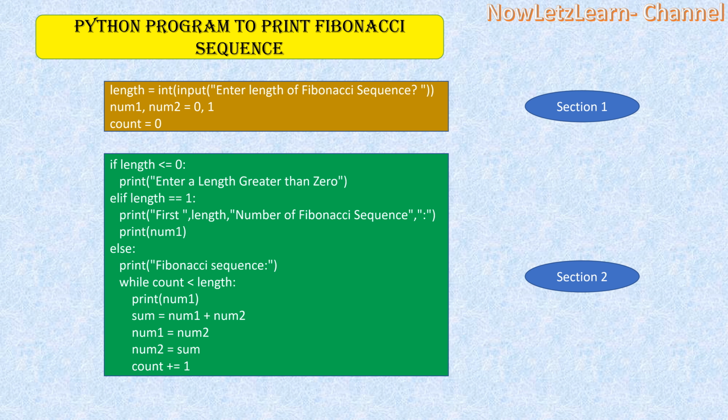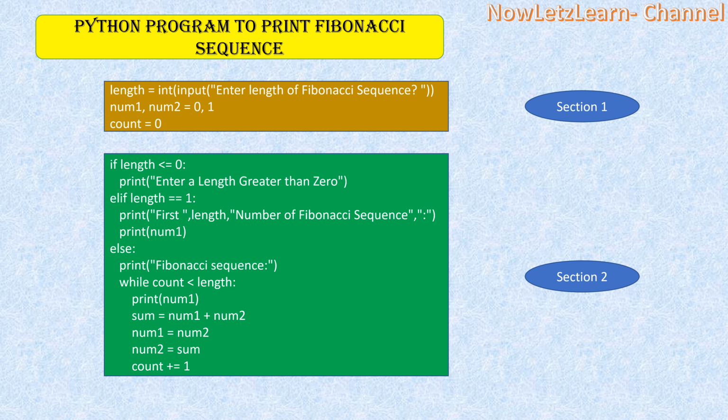Now we need to verify that the length given by the user is greater than 0, because you cannot have a length of 0 or a negative number. In case the user enters 0 or something less than 0, we tell the user to please enter a length greater than 0. So that's the first condition. The second possibility is that the user might have entered 1.